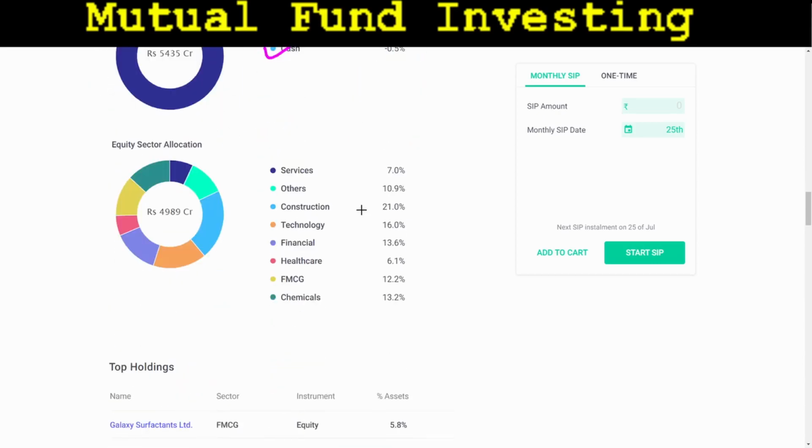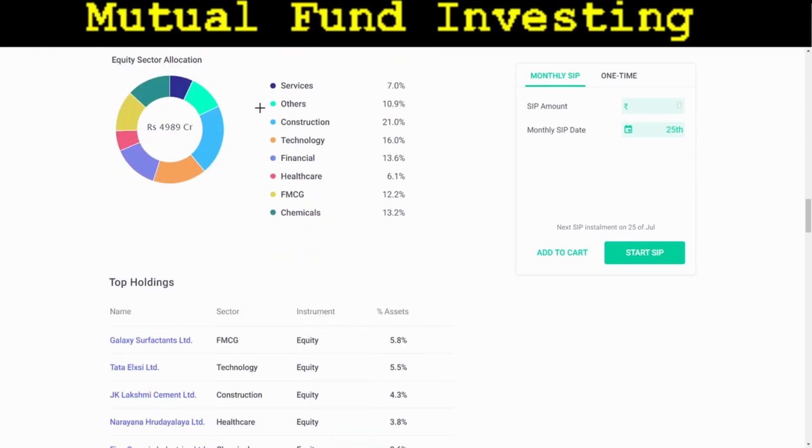Going further below, we can see equity sector allocation. Through this, we can see in which sector the fund has invested, which are the top sectors and which are the bottom sectors. This is important because if you believe that a particular sector will do better in the coming future, then you should choose the mutual fund which has higher concentration in that particular sector. Personally speaking, I am not much of a fan of financial or banking sector, so I try to avoid shares or mutual funds that have large exposure to financial segment. But this again depends on individual to individual.